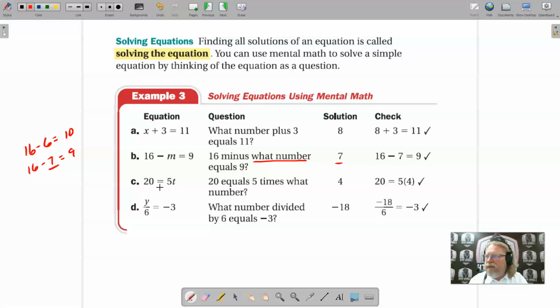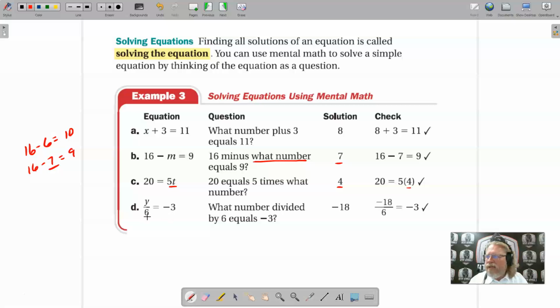For example C, 20 equals 5 times what number? Well, gee, I know my 5s, 5, 10, 15, 20. There's 4 of them, so it must be 4. So 4 is the number. Substitute it in. 20 equals 5 times 4. Indeed, it does.